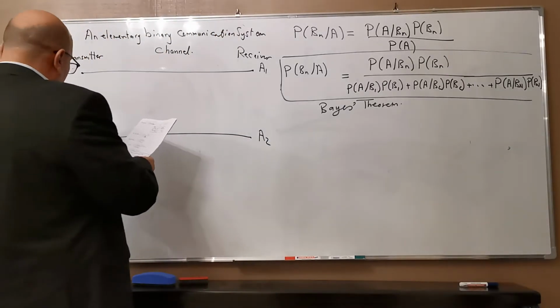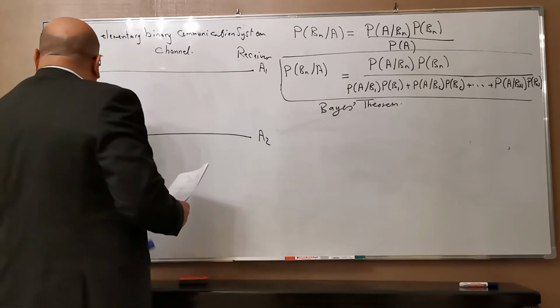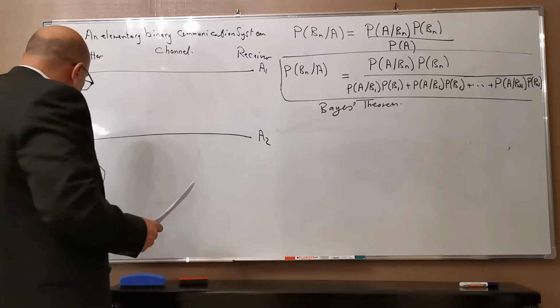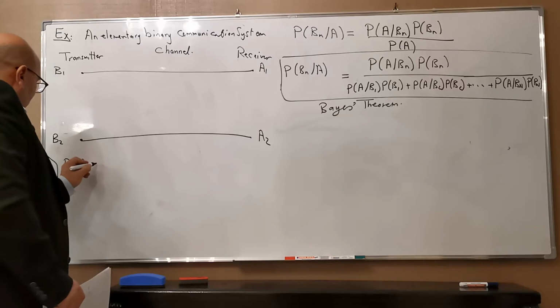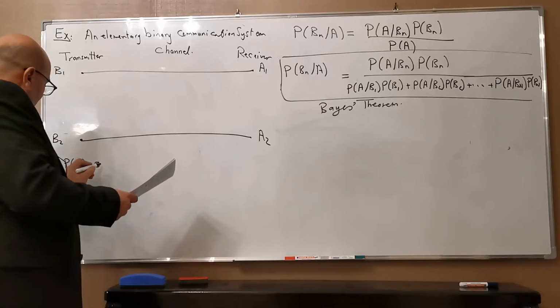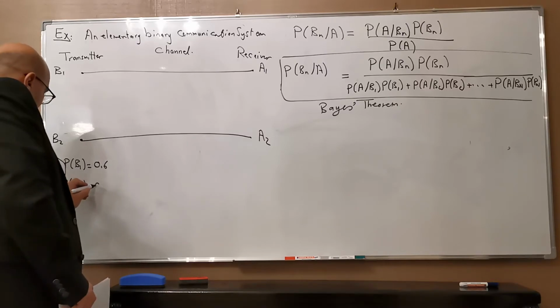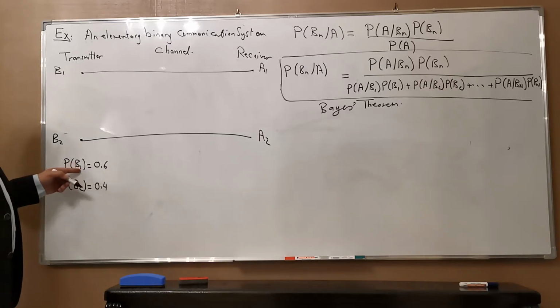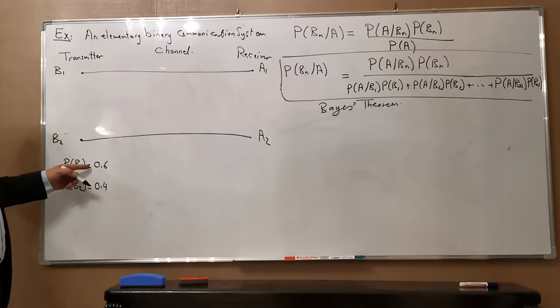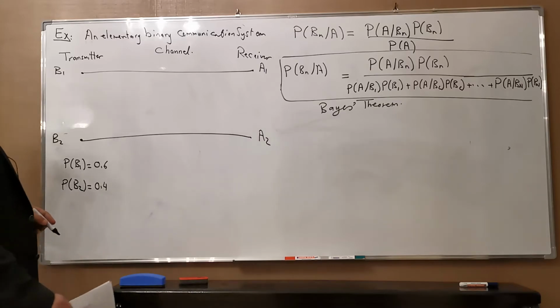Now, the probability of B1 is equal to 0.6 and the probability of B2 is equal to 0.4. Those are known a priori, which means that when you transmit the signal, you know the percentages. You have 60% binary bit 1 and 40% you send binary bit 2.